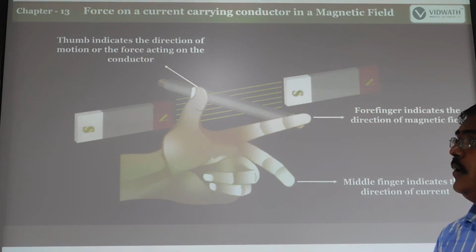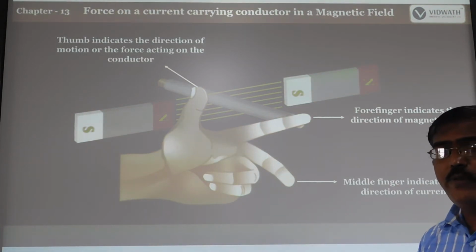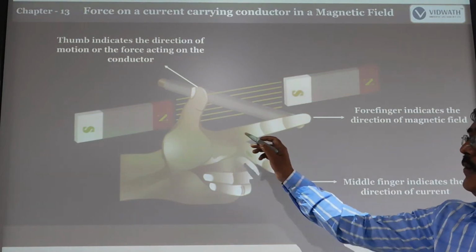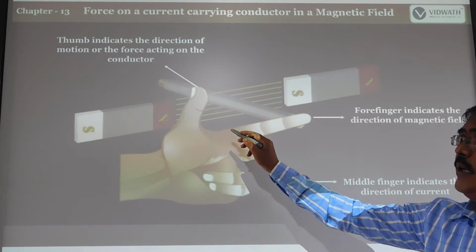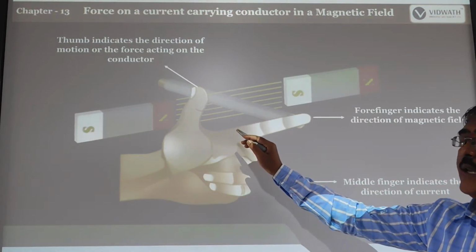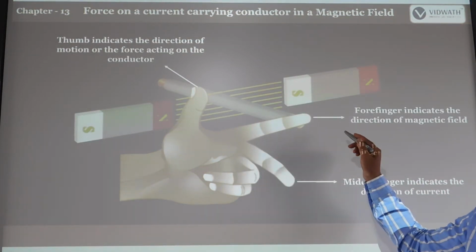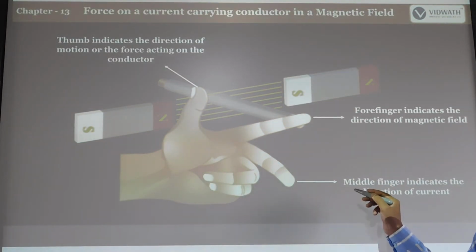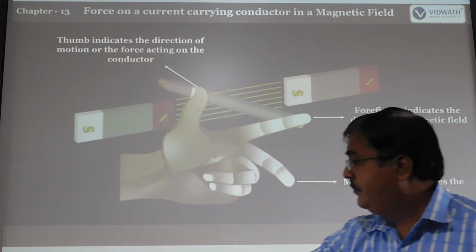So that is Fleming's left-hand rule. When we stretch the three fingers of the left hand, the thumb indicates the direction of the motion of the conductor, or the force acting on the conductor. The forefinger indicates the direction of the magnetic field, and the middle finger indicates the direction of the current.